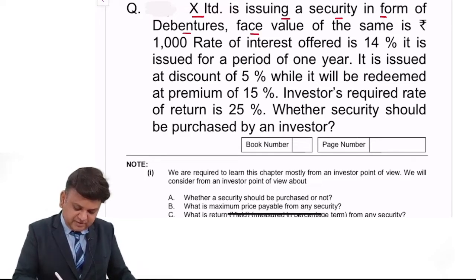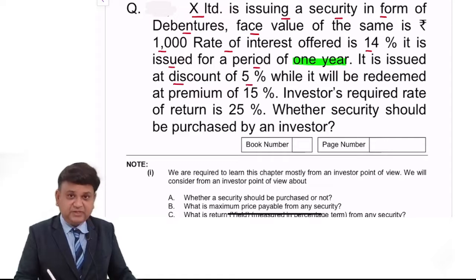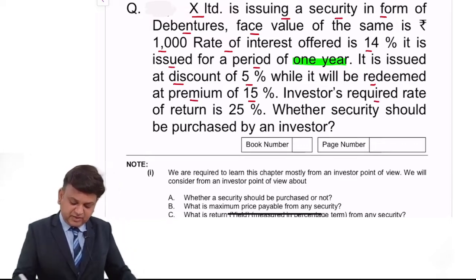Face value of the same is rupees 1000. Rate of interest offered is 14%. It is issued for a time period of, highlight the portion, only 1 year. It is issued at a discount of 5%. It will be redeemed at a premium of 15%. Investors' required rate of return is 25%.